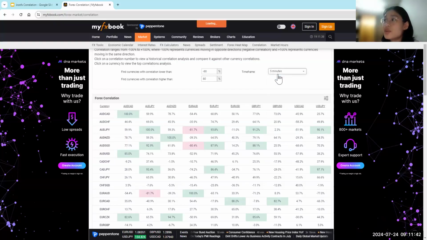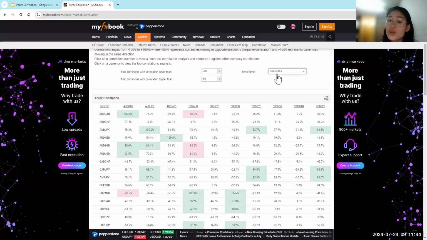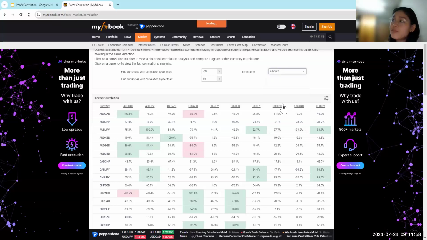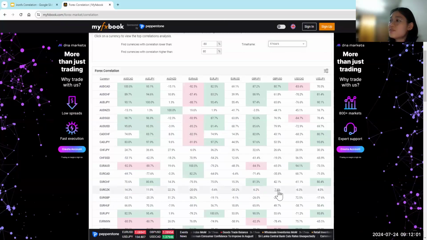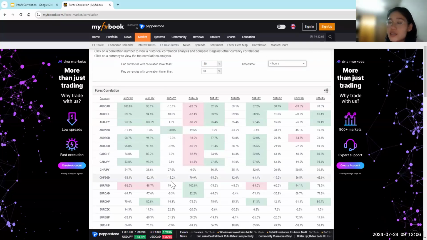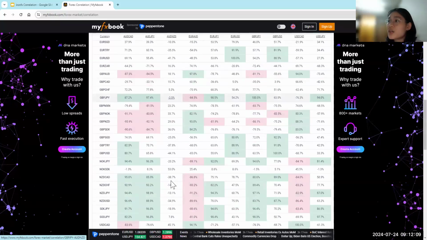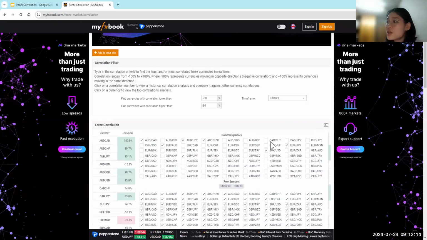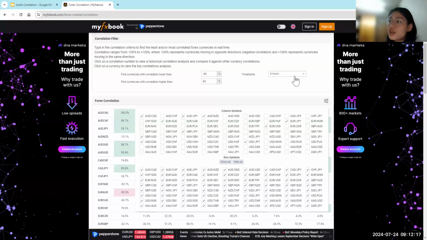Okay, the time frame we normally will look at really depends on your own trading strategy. If you're a swing trader or you prefer scalping, it really depends on you as a trader, but we normally will look at either 4 hours or 1 day. So if we look at 4 hours, you can see immediately it highlights all of the currency pairs that have a really high correlation. You can also filter it to look at the specific currency pairs that you're looking at.